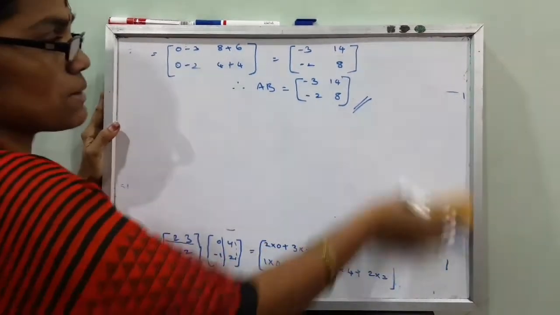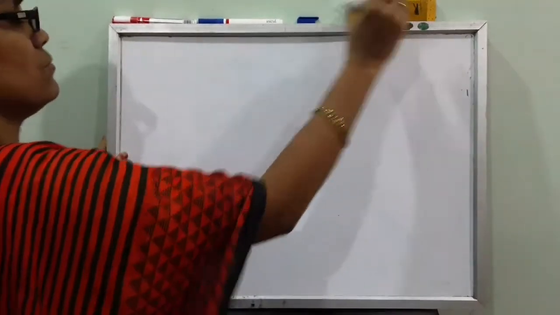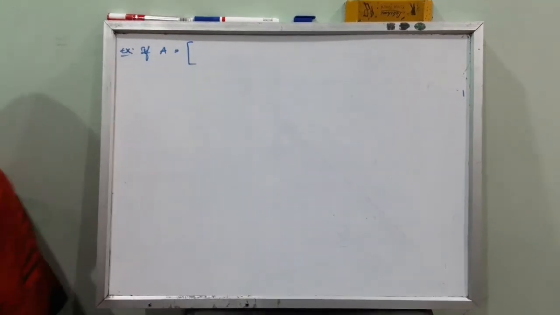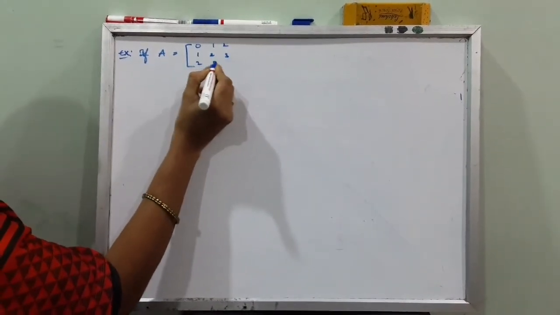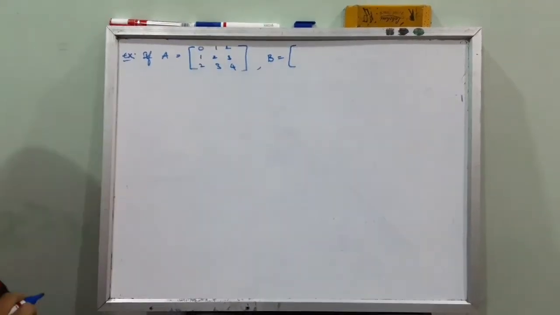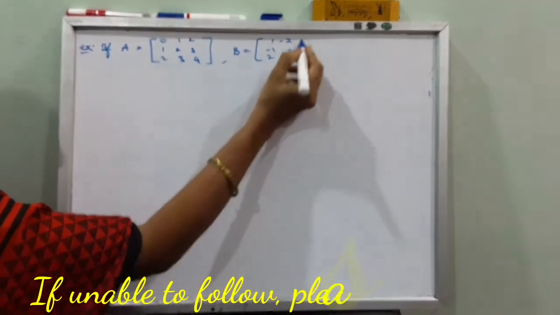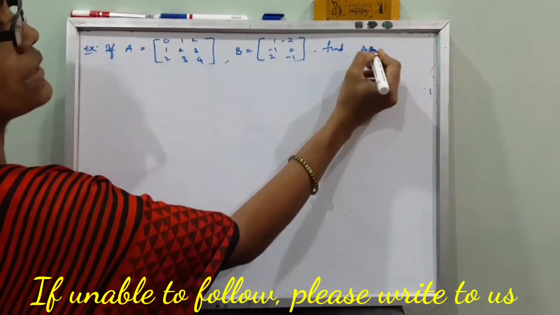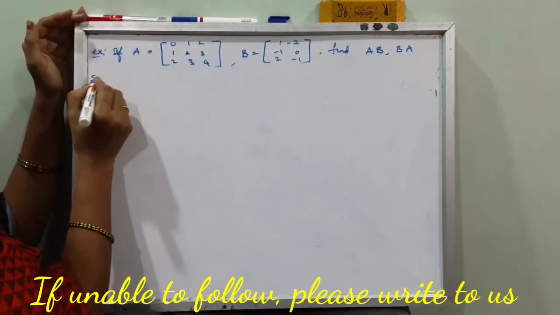So let us take another example on 3 by 3 matrices. For example, if A is equal to 0 1 2, 1 2 3, 2 3 4 and B is equal to 1 minus 2 minus 1, 0 2 minus 1, then find AB and BA.